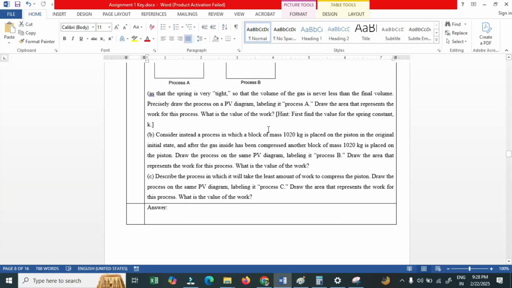Now let us solve part C. Describe the process in which it will take the least amount of work to compress the piston. Draw the process on the same PV diagram, labeling it process C. For this process, what is the value of the work?